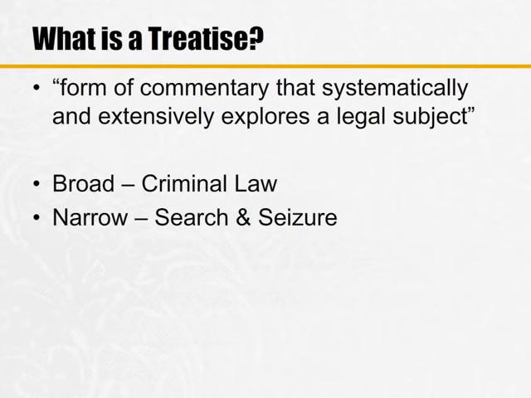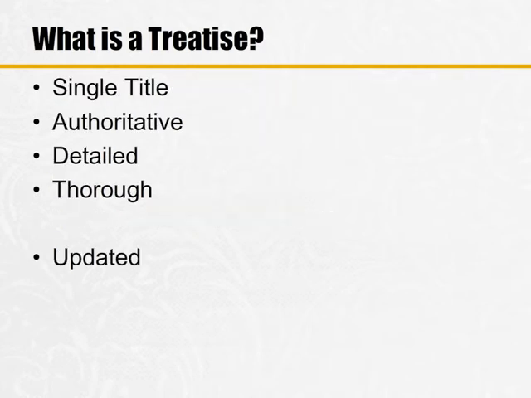Chapter 4 of the process book defines a treatise as a form of commentary that systematically and extensively explores a legal subject. A treatise may be on a very broad topic, such as criminal law, or a narrower issue, such as search and seizure. In general terms, a treatise is a single title, although it may have multiple volumes within that title, that is authoritative, detailed, and thorough. A treatise often also has some form of updating so that the information is current and relevant.